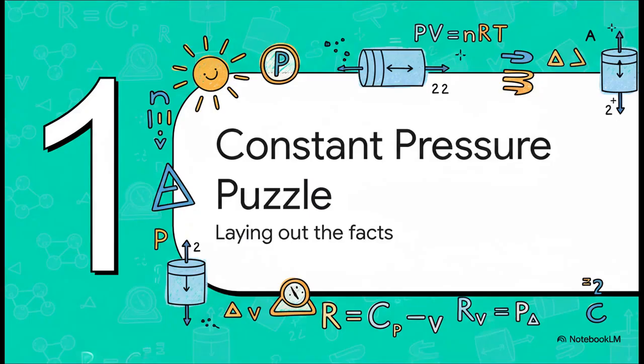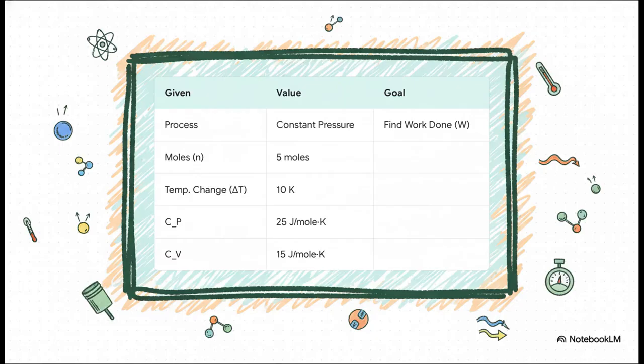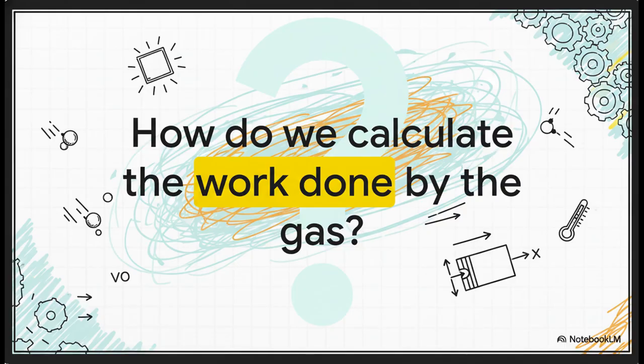All right, like any good detective, our first move is to lay out all the facts of the case. What information are we actually working with in this so-called constant pressure puzzle? Okay, here's our evidence board. The process is happening at constant pressure. We've got 5 moles of an ideal gas, and its temperature shoots up by 10 Kelvin. We're also given these two strange clues, CP and CV. Our mission, should we choose to accept it, is to find the work done by the gas. This is the big question, right? We've got all our evidence lined up, but where on earth do we even begin to calculate the answer?